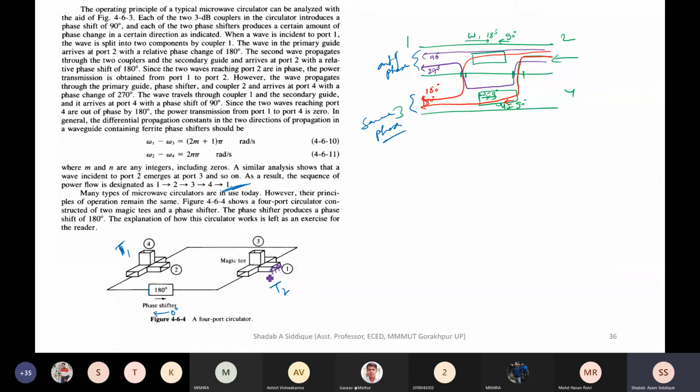So we are applying through the H arm. When we apply input at the H arm, whatever the phase is, the magnitude will be equally distributed at the collinear arms, and the phase will be the same. The E arm will not get any output. The E arm and H arm are isolated from each other, which was the property of the E-H plane T. So whatever input is applied here will be equally distributed in these two collinear arms, and they are in the same phase.